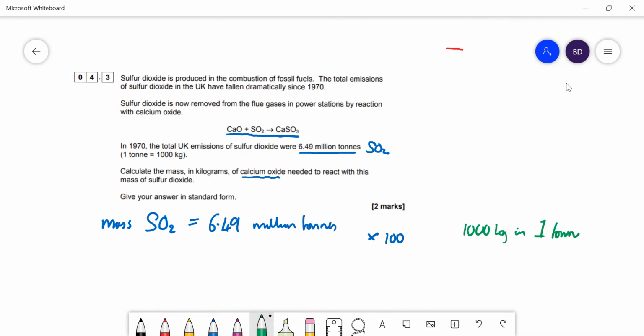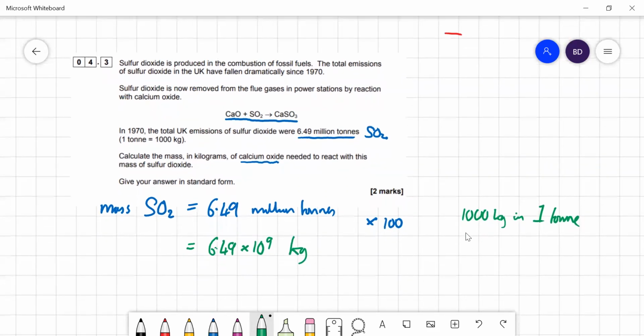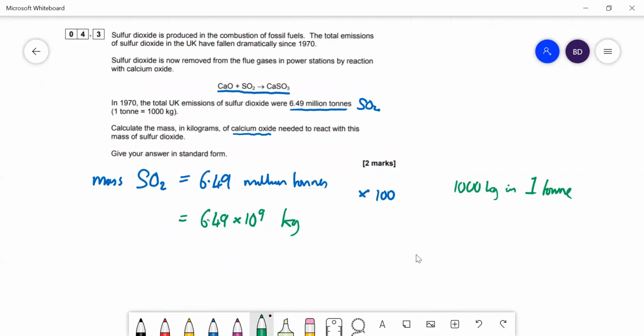So we're going to multiply by 1,000 to give us the mass in kilograms. That's equal to 6.49 times 10 to the 9, because that's a million kilograms. Now, when we work out moles, we always use grams. So I've got to convert my kilograms into grams. So I've got to times by 1,000 to convert the kilograms into grams. So that's going to be equal to 6.49 times 10 to the 12 grams.